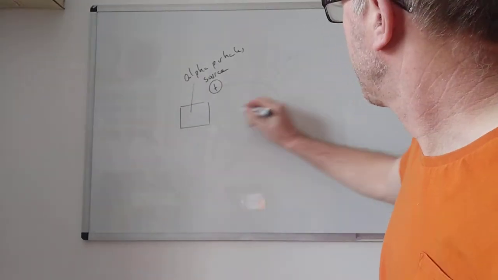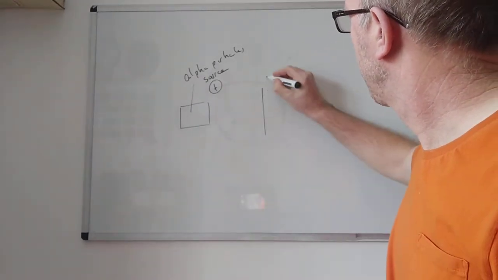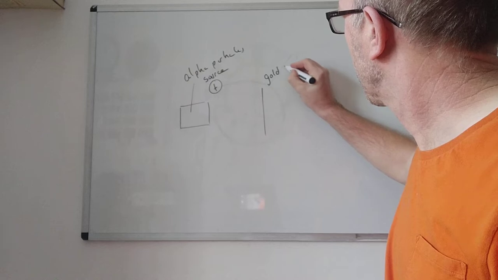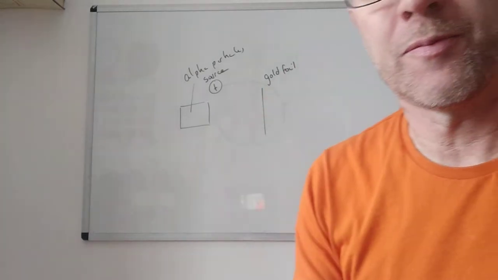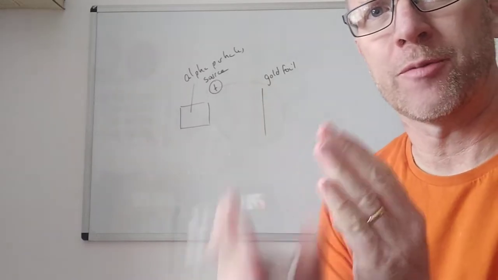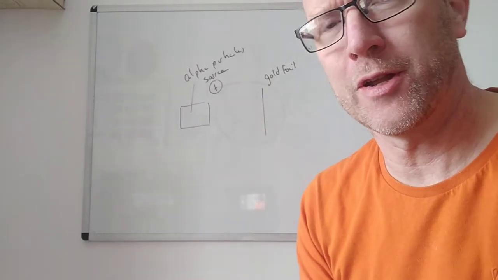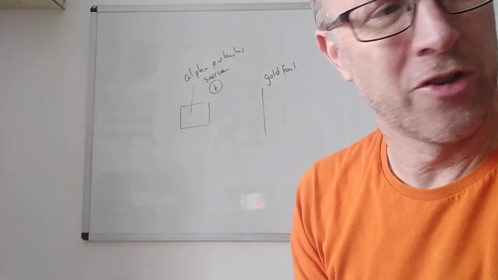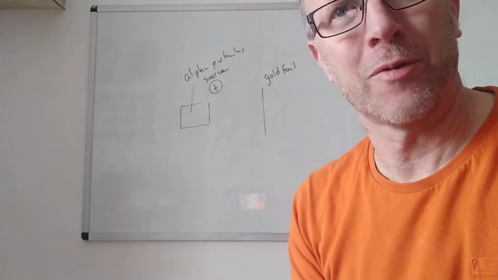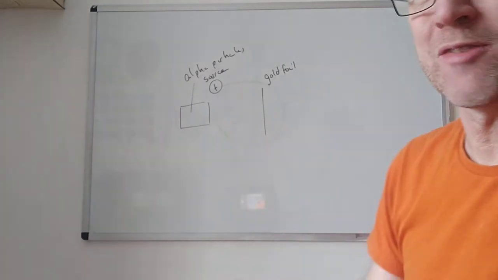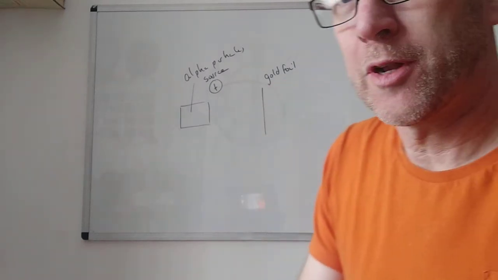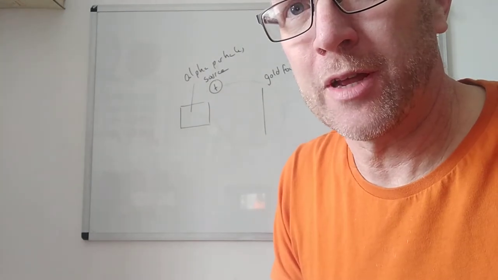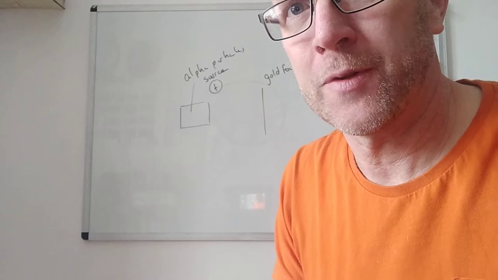Okay, and he fired these at a very thin leaf of gold foil, hence the gold foil experiment. Now the gold foil was about 100 atoms thick. In a video we're going to look at later, our new friend Jim mentioned a couple of atoms thick, a little bit of an exaggeration. So the alpha particle is fired at the gold foil, and you would expect all the alpha particles to go straight through the gold foil.